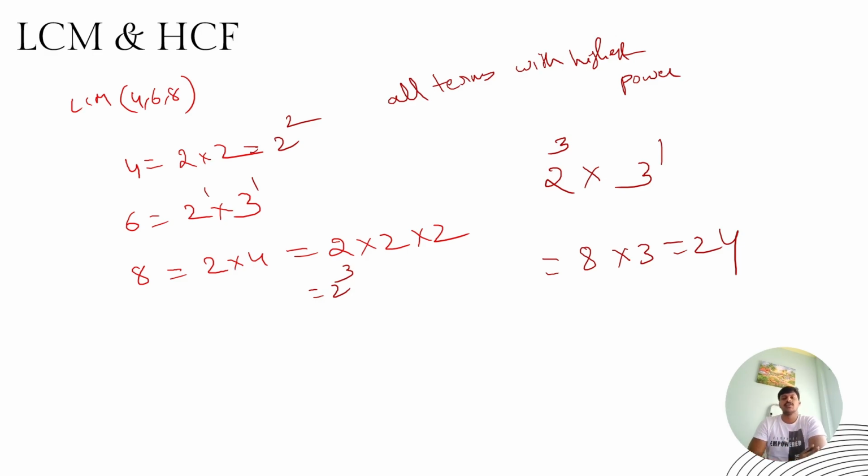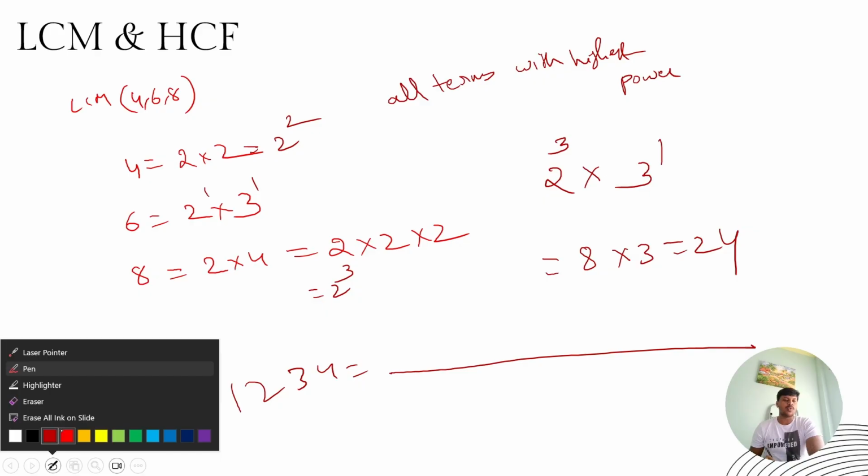Now, what is the drawback of this one? The drawback here is, what if the numbers are large? You are going to get a very large multiplication here, like 2 into 3 into 7 into 9 and something like that. It's going to be too lengthy. Then writing this will also be difficult. That's why we are going to use one more technique that is called the division method.